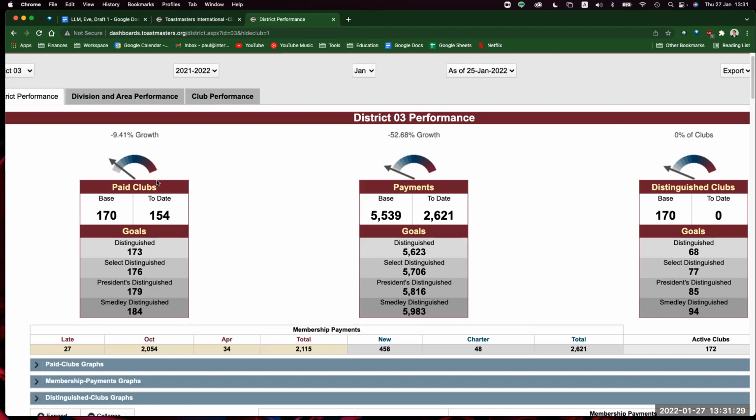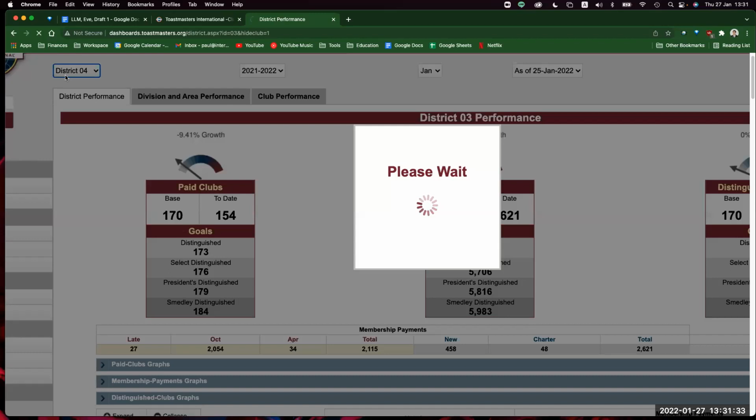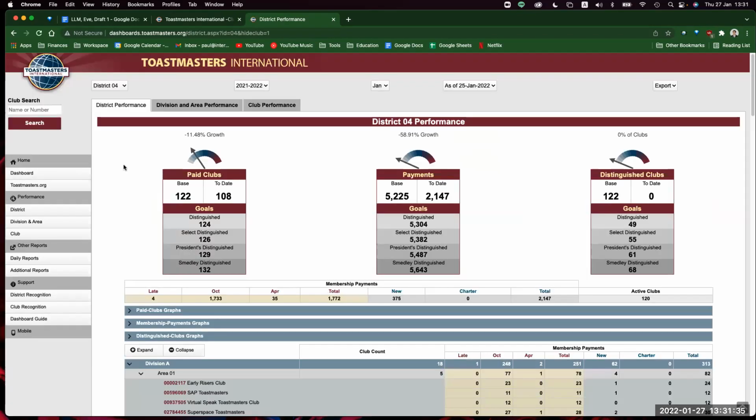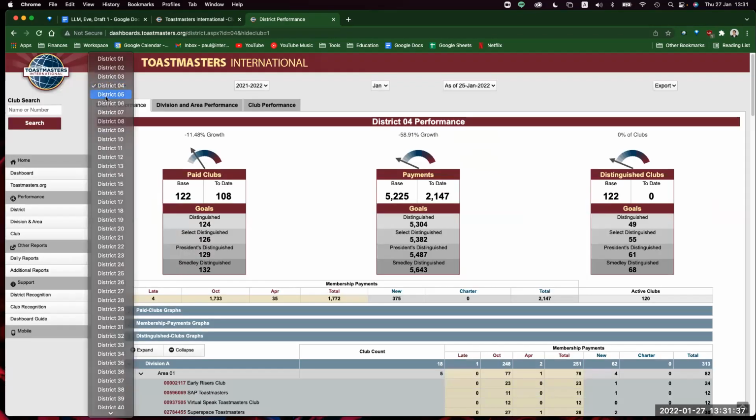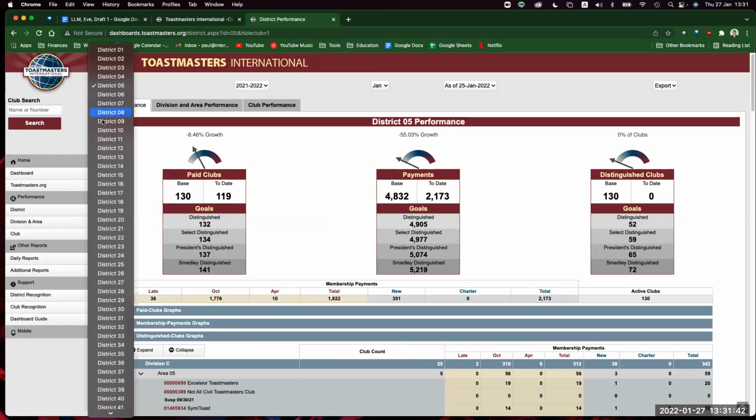All right, so this is District 3, minus 52.68%. District 4, minus 58.91%. District 5, minus 55.3%.